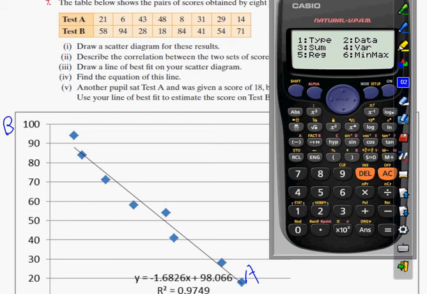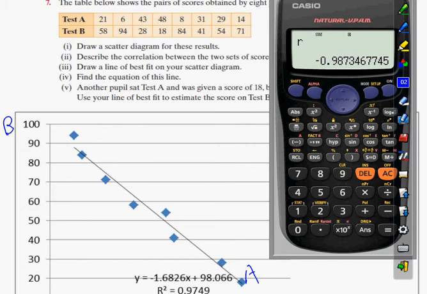Now guys, what you've got in your notes here is you press the AC button, you go shift, stat, number 5 for regression. Your R value is your coefficient. We can see a negative correlation, 0.987. It's a very strong correlation. So, describe this correlation. There's a strong negative correlation between the 2 sets of results.